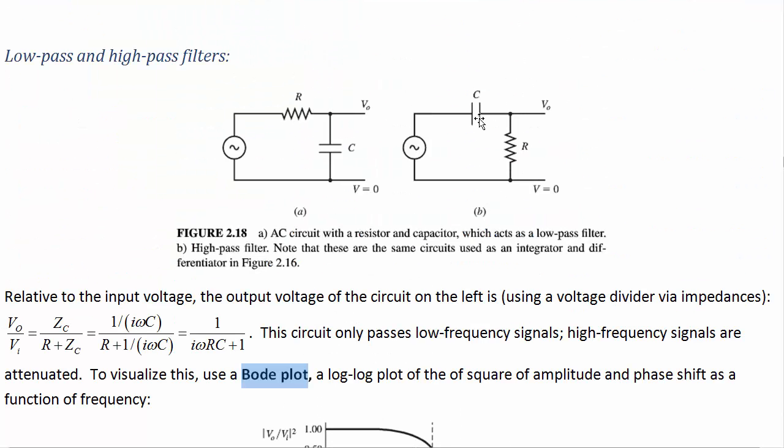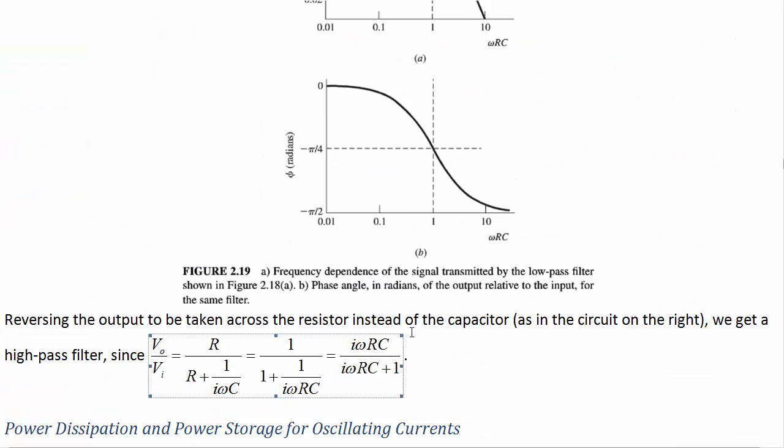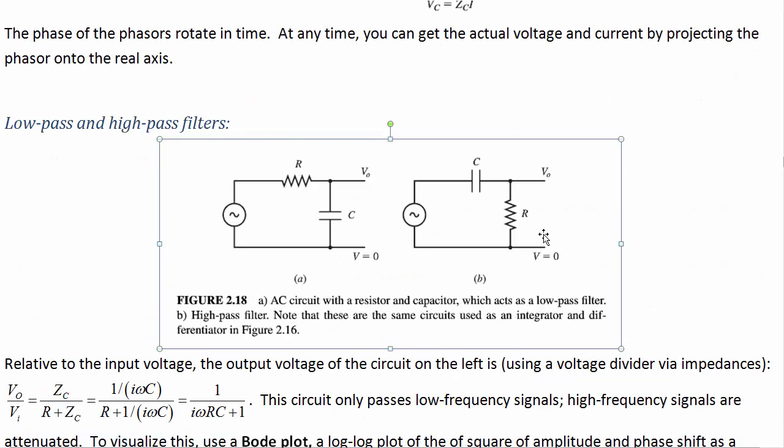Let's consider what happens if we look at this circuit on the right. So if we take the output across the resistor instead. Now the transfer function is almost the same, but we have i omega RC on the top as well. So what this means is that we get the opposite behavior. When omega is really small, then this term goes away and we've just got i omega RC divided by 1, so it's a 0, attenuating low frequencies. If, on the other hand, omega is really large, then the 1 goes away and this scales like just 1. So this is a high-pass filter now on the right.